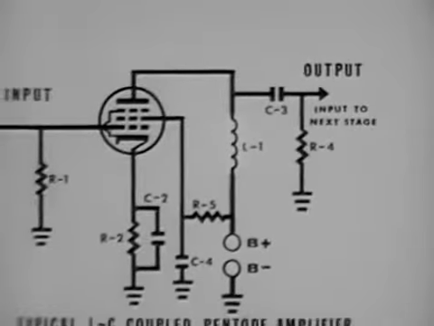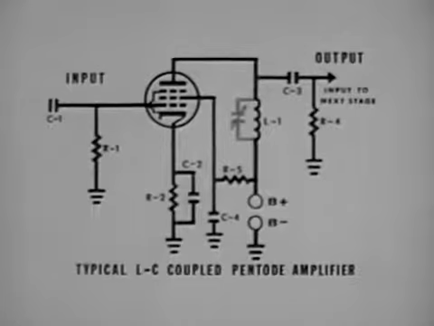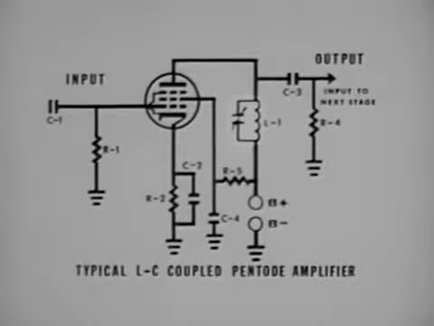Analysis of the circuit is essentially the same as for RC coupling. When it is desired to select one frequency out of the middle of the audio range, the inductor can be tuned by placing a capacitor across it. This makes the LC amplifier very selective.